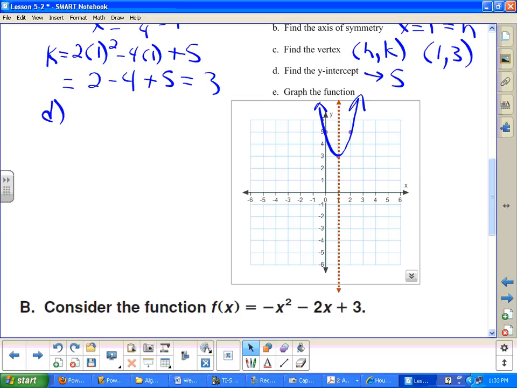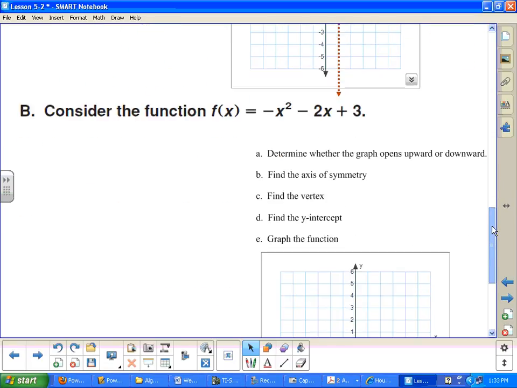So there's the 5 parts that we're going to do. So let's do another one. So we have negative x squared minus 2x plus 3. And once again, the first thing you're always going to want to do is identify A, B, and C.